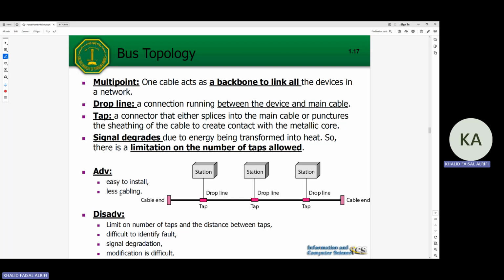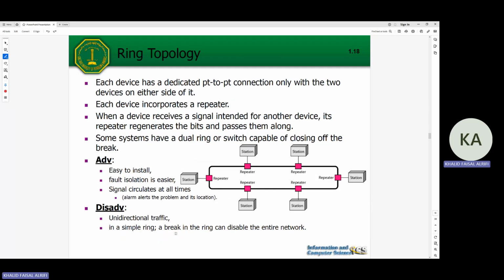Advantages: easy to install, less cabling. Disadvantages: limit on number of tabs and the distance between tabs, difficult to identify faults, signal degradation, and modification is also difficult. Ring topology: each device has a dedicated point-to-point connection only with the two devices on either side of it. Like this, for example, this station can only communicate with this station or this station, or we mean to have a direct communication with it.